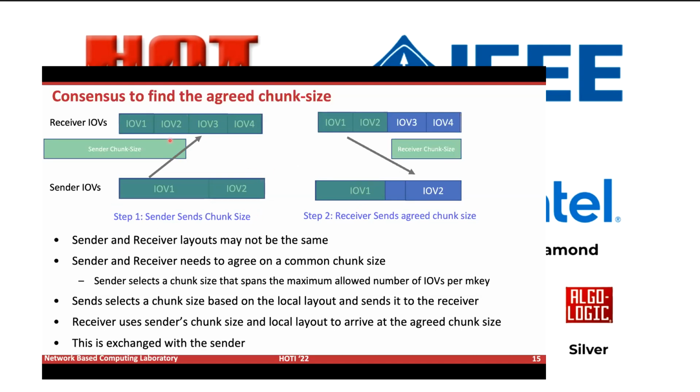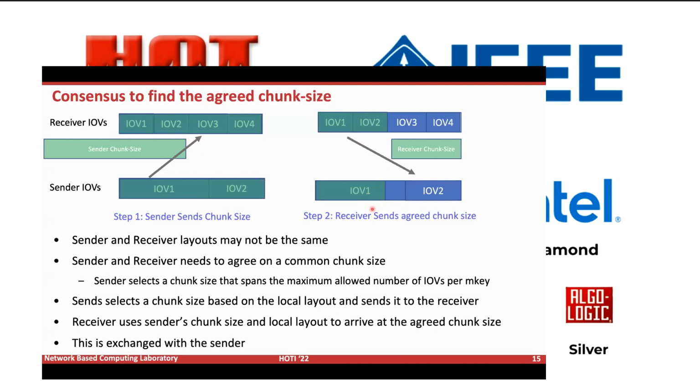So in this example, the sender first sends a large chunk size which covers both IOV 1 and 2. And the receiver finds that this same chunk size covers all 4 IOVs. But the hardware on the receiver side, say, doesn't allow more than 2 IOVs per M key, so the receiver reduces the chunk size and sends this to the sender. And this also fits the sender, and finally this becomes the agreed chunk size.